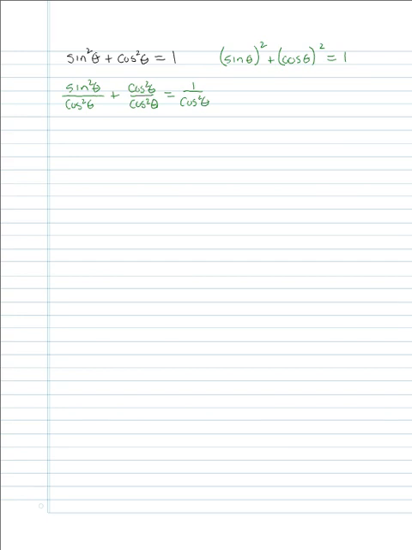Remember that sine squared theta really means the sine of theta squared. And of course, cosine squared theta really means the cosine of theta squared. And so we have something similar over here, the cosine of theta squared divided by the cosine of theta squared equals 1 over the cosine of theta all being squared there.